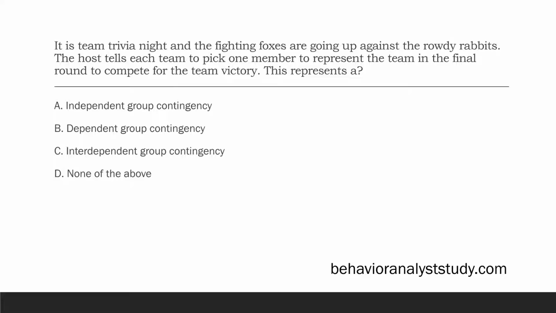Dependent, now we're dependent on the hero, right? In this case, the one member the team picked to represent them in the final. If this member wins, they all win. An interdependent would be the whole team has to succeed to get the reward, which isn't occurring here, right? Maybe to get to the finals, it was interdependent because the whole team had to work together and succeed. But for the final team victory, there's only one member. The whole team is dependent on this one member. So this is going to represent a dependent group contingency.